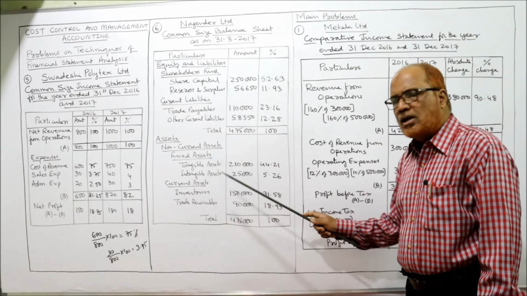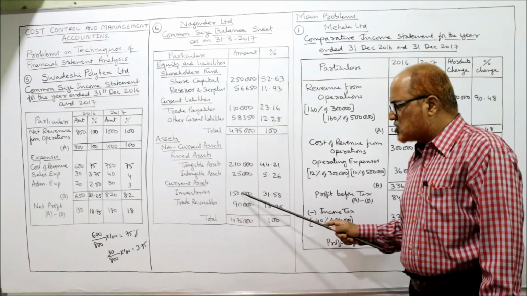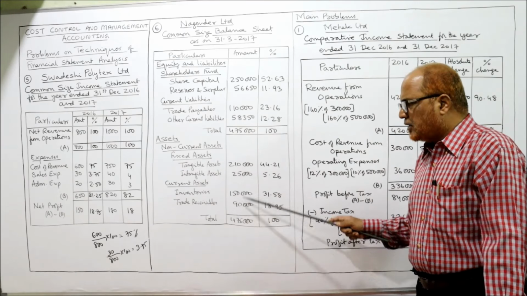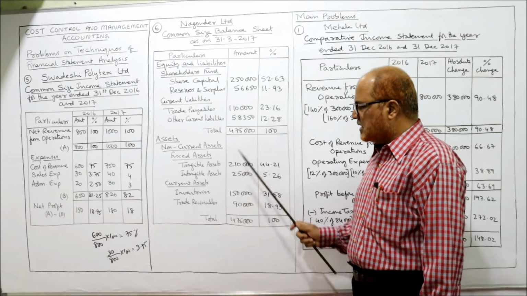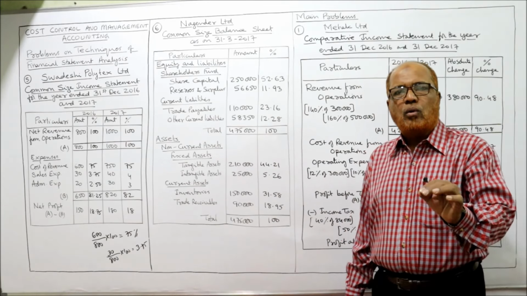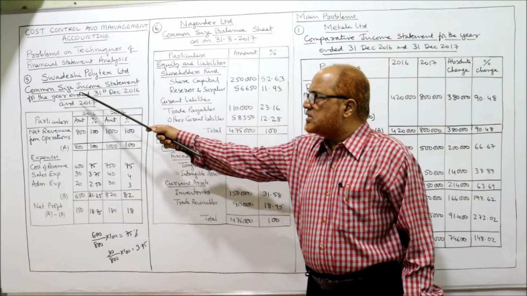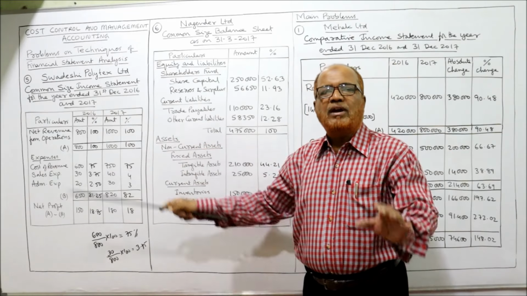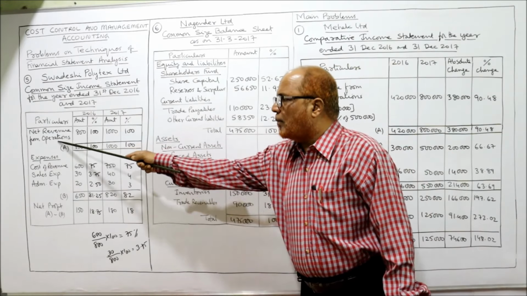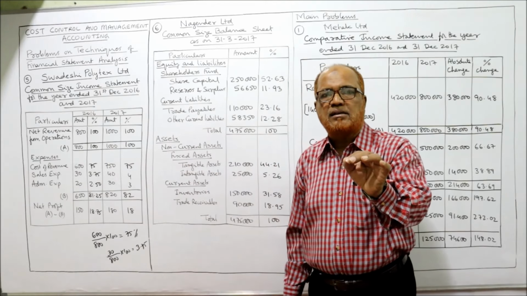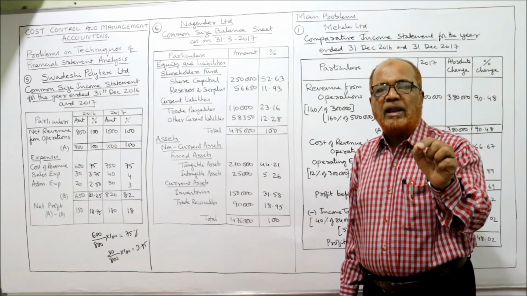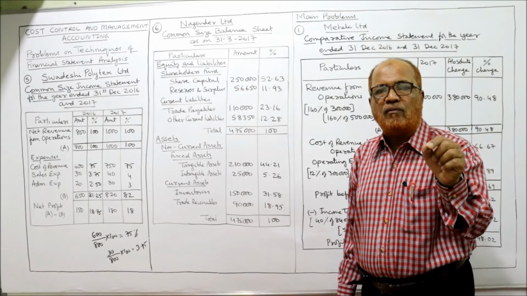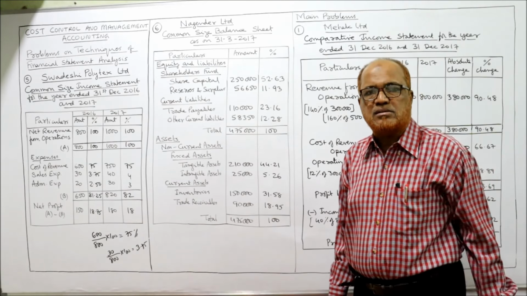Assets, non-current assets, fixed assets, tangible, intangible. I have taken the amounts. Current assets, inventory, trade receivable, same amount I have taken. The total of the assets 4,75,000. Balance sheet is tallied. Liabilities, assets. Now, in case of common size income statement, we have taken the revenue from operation as the base. But in balance sheet, the total of liabilities or total of assets will be taken as base.